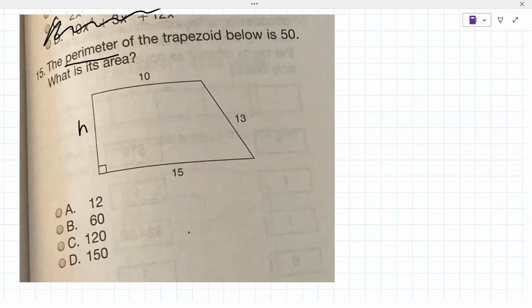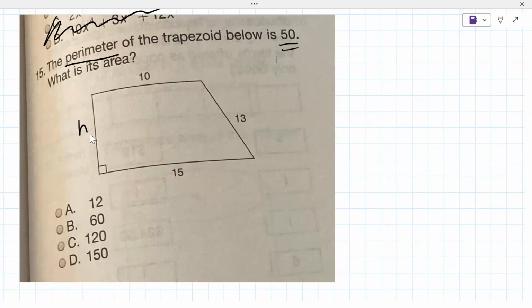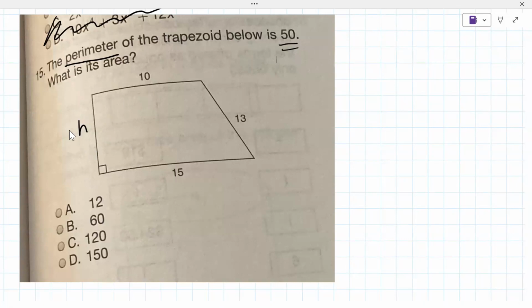Would you find the missing side for me, please, if they all add up to 50? All four sides added together add to 50. 10 plus 13 plus 15 plus H adds to 50. 38. So what is the missing side? No, the three sides add up to 38, and all four of them add up to 50. So what is the missing number to get to 50? Twelve. Okay.